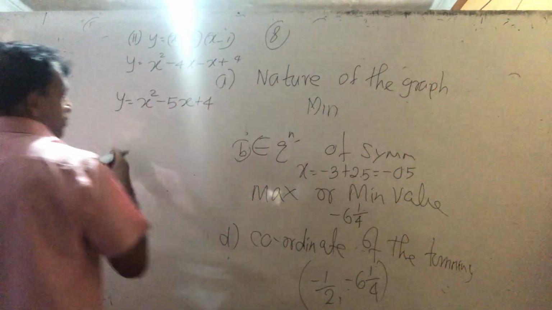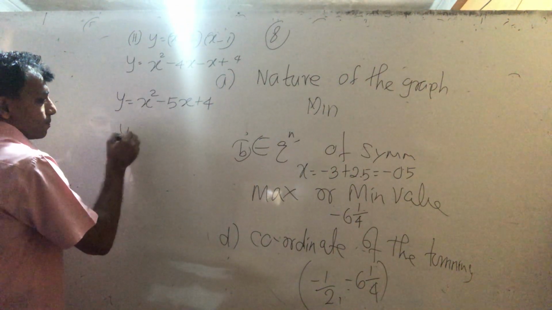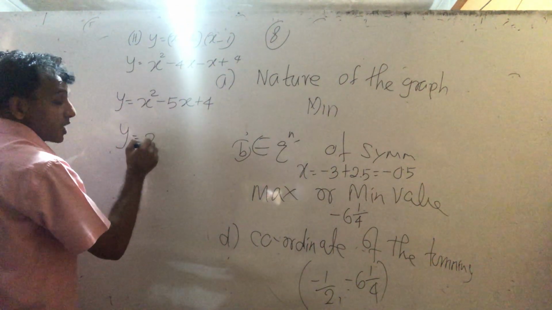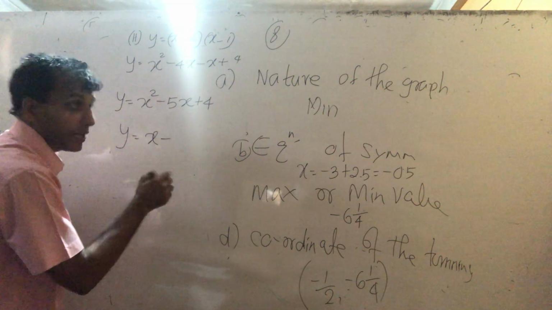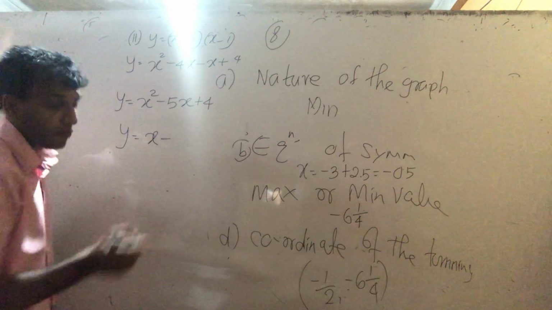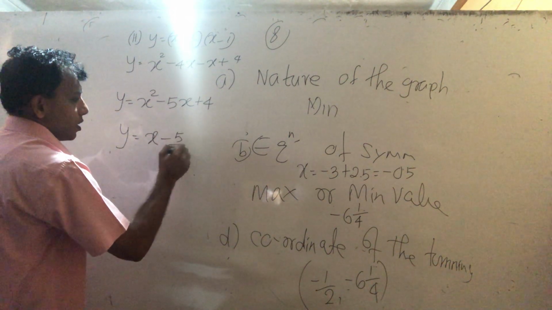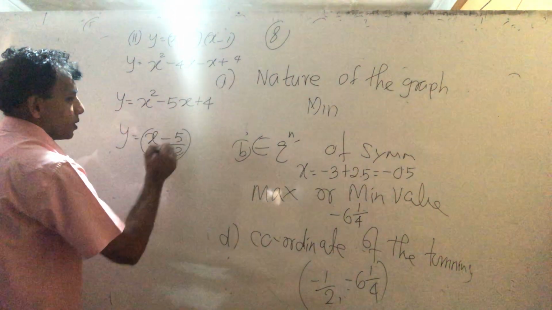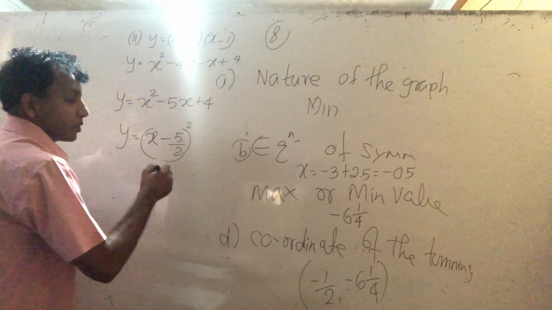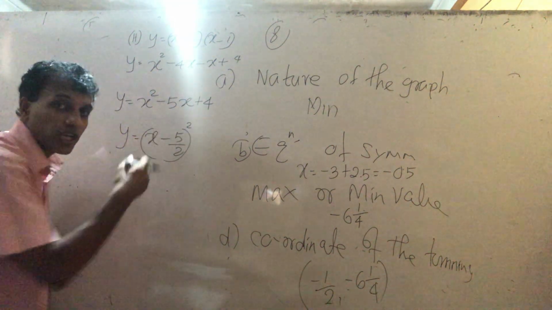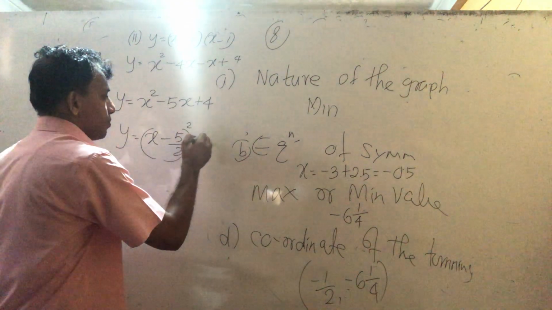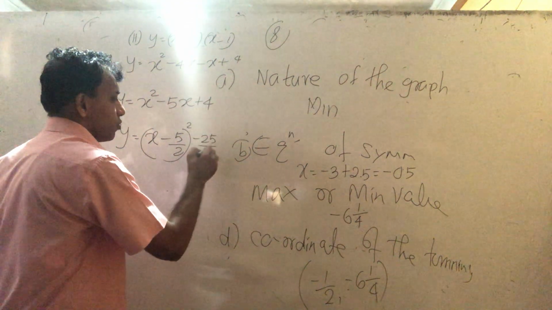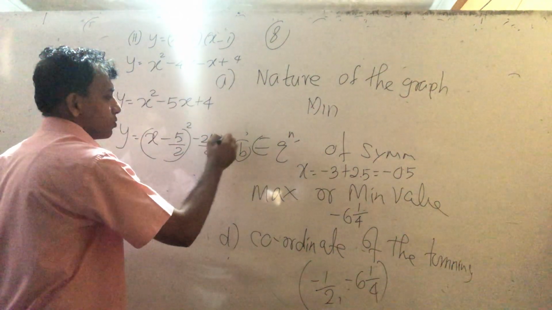So y equals, write the x, study how to write the completing square method, write the minus. If it's 5, write the half, and completing square. So next, if we expand, the additional extra term is 25 over 4, then subtract that 25 over 4 and here plus 4.